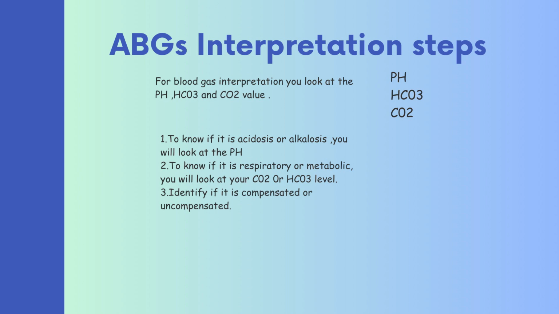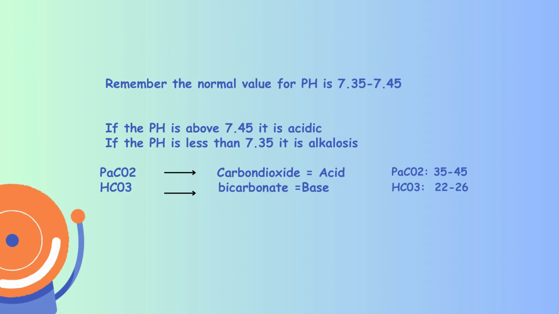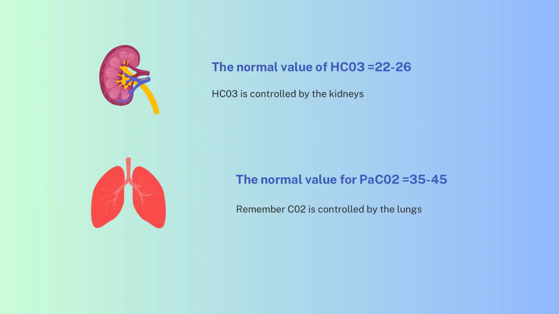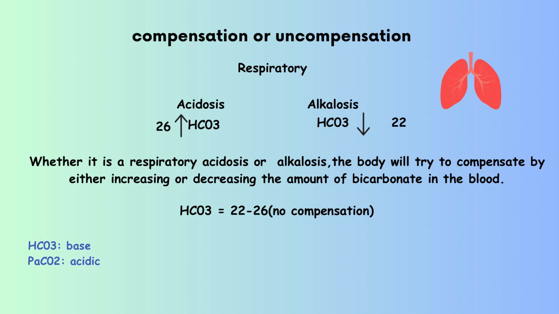The kidneys and the lungs are constantly balancing and adapting to maintain a normal pH level in the blood. CO2 is regulated by the lungs and HCO3 is regulated by the kidney. When the CO2 is not within range, it is a respiratory problem. When the bicarbonate is out of range, it is a metabolic issue. If it is a respiratory problem, check if it is respiratory acidosis or respiratory alkalosis.